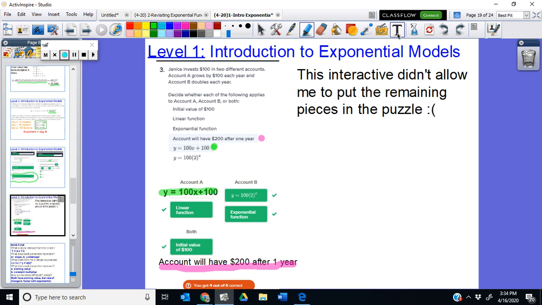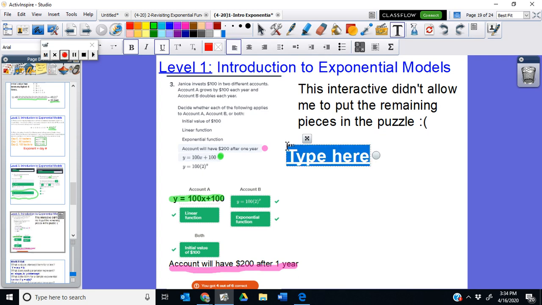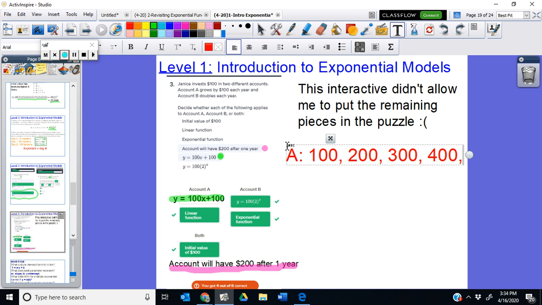So if we thought about these patterns, the first one would be 100, and this is account A, by the way, 100, and then grows the second year would be 200, and then add another 100, and then another 100, and so on.